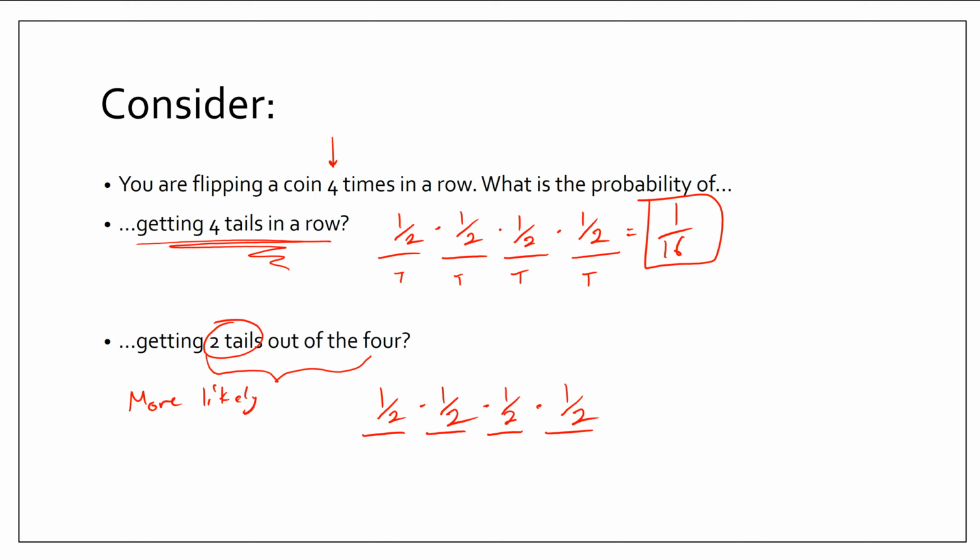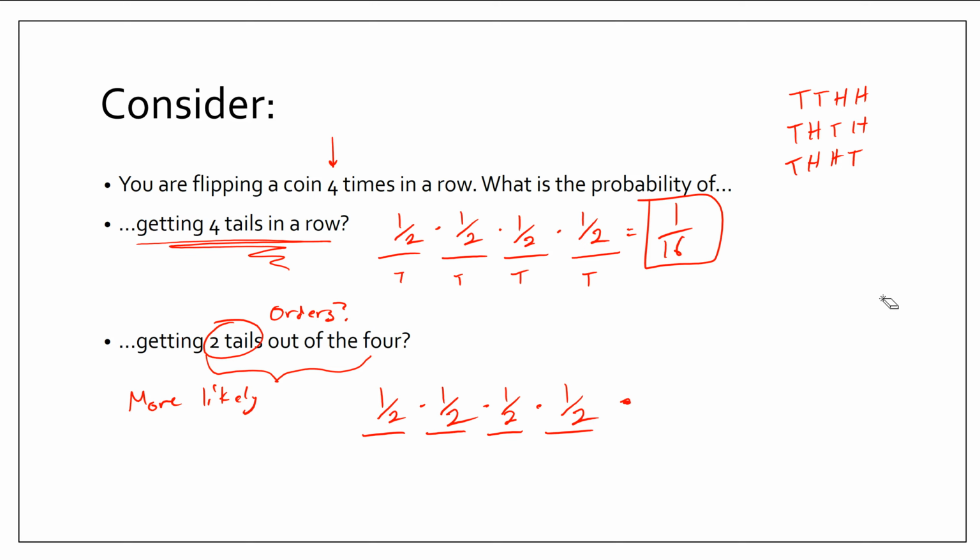I need to figure out how many different orders this can happen in. So it's kind of like putting a counting problem and a probability problem together. Here for 4 tails in a row, that can only happen one way, right? But here, 2 tails out of 4, let's look at it. I could have tail, tail, head, head. I could have tail, head, tail, head. I could have tail, head, head, tail. There are so many different ways. And however many ways there are, I'm going to need to multiply my probability times that many ways.